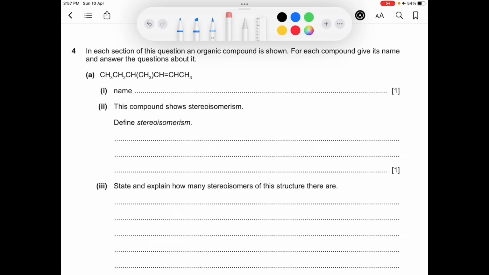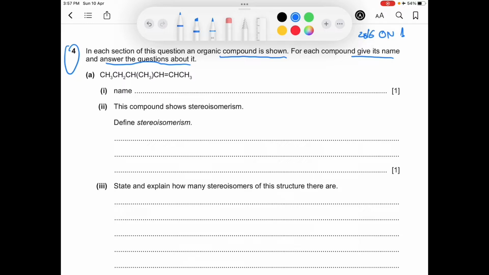Welcome everybody. So we're gonna solve past paper in the organic part, the year of 2016, October, November, variant 1. So let's start with the question 4 in here. It says that you have in each section of this question an organic compound is shown. For each compound, give its name. Okay, and then we will answer the questions about it.